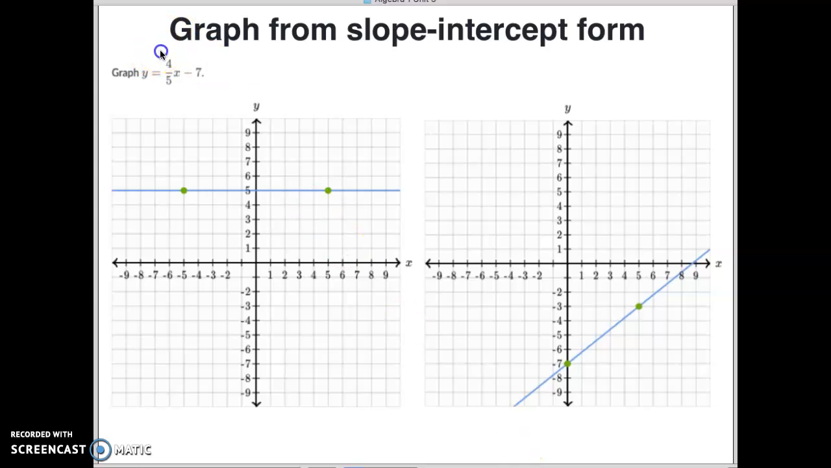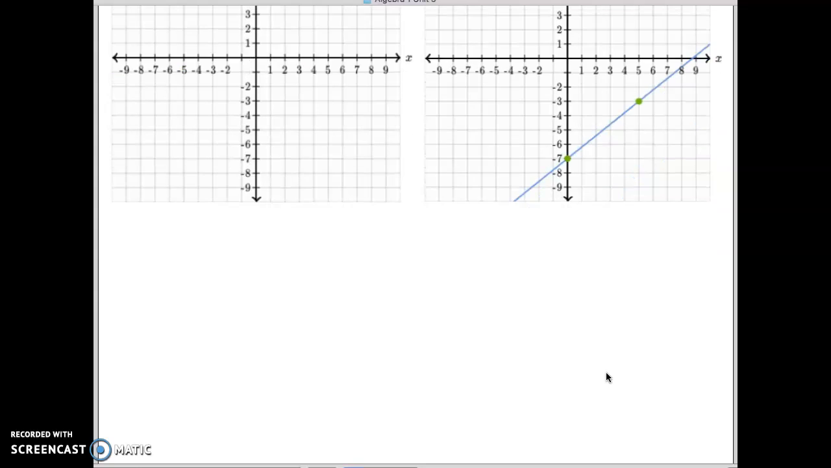Notice that this is a positive number, and notice that our slope, as we look at it from left to right, is going up in a positive direction. Pretty simple. Let's do one more.